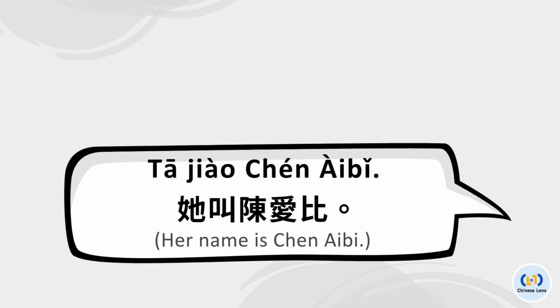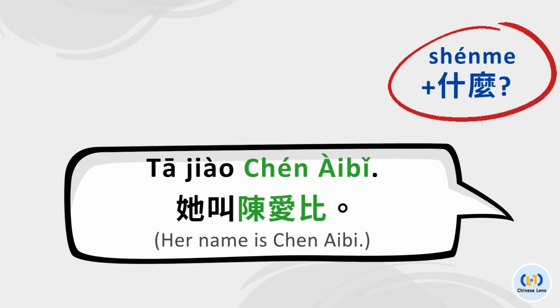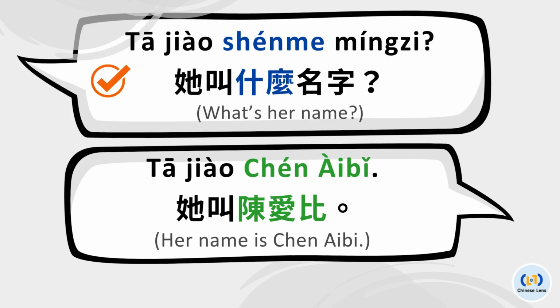Another example is, 他叫陈爱比。 meaning, her name is 陈爱比。他 means she, 叫 means call, 陈爱比 is a full name in Chinese. If you want to ask what is her name, you can directly replace the noun 陈爱比 in the sentence with 什么 to turn it into a question, and then add 名字 at the end of the sentence. For example, 他叫什么名字？ meaning, what is her name?